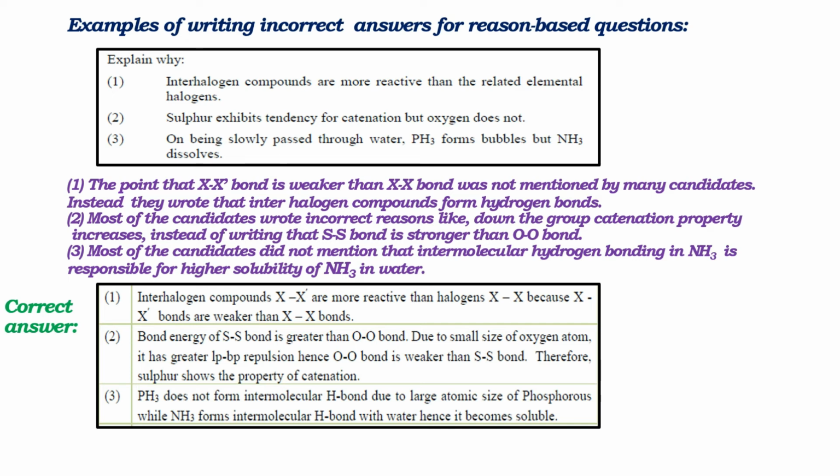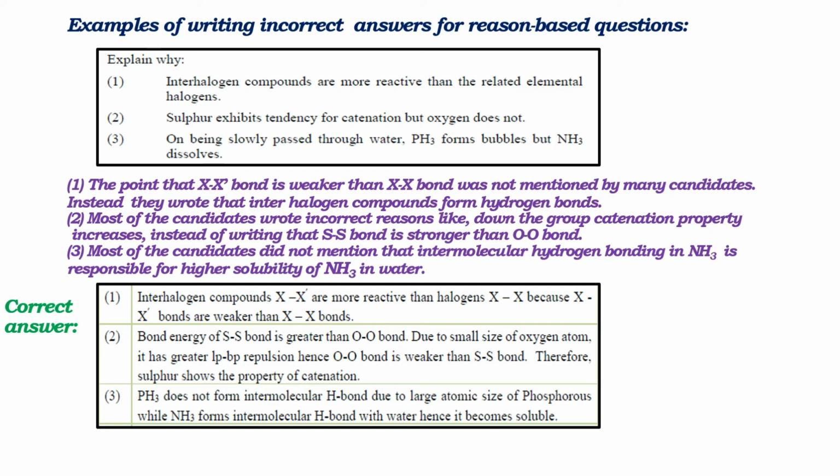why sulfur exhibits tendency for catenation but oxygen does not, most of the candidates wrote incorrect reasons like down the group catenation property increases, instead of writing that the S-S bond is stronger than the O-O bond. On being slowly passed through water, phosphine forms bubbles but ammonia dissolves.